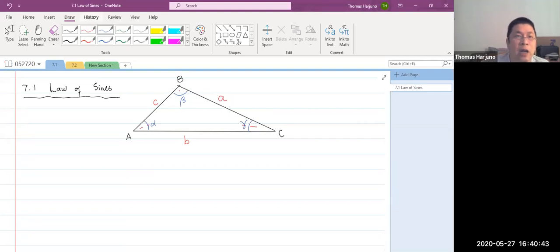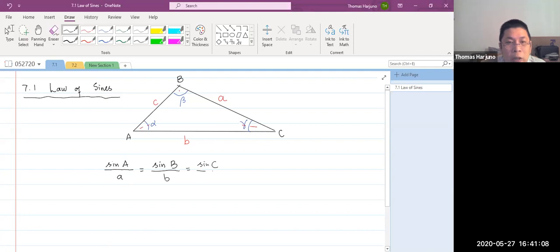Now, law of sines says the following. The ratio of the sine of an angle to the length of the side opposite to it is constant in a triangle. So sine A over side a is equal to sine of angle B over length of side b, equals sine angle C over side c. That's what law of sines says.